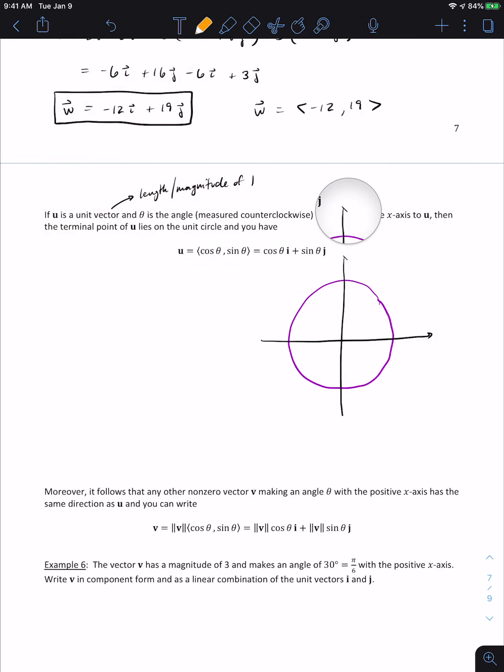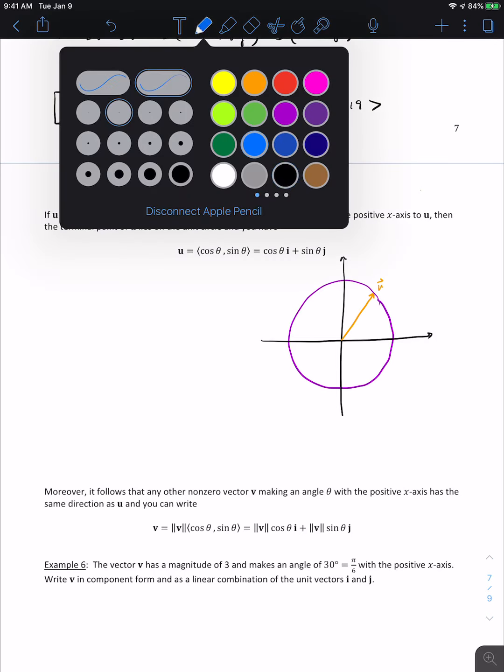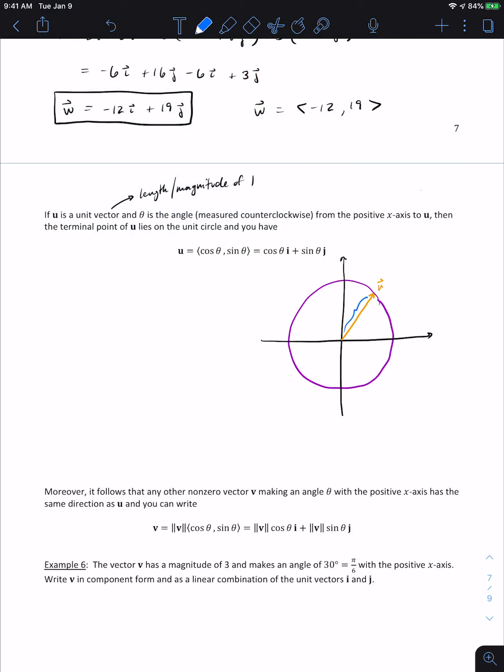U is a unit vector, so it has length 1, and theta is its angle from the positive x-axis to u. So this is, let's say this is u, right? And we know that since it's a unit vector, this distance right here is 1. And this angle, let's start on orange since it's about there. This angle right here is theta, right? Because that's what we're given here.